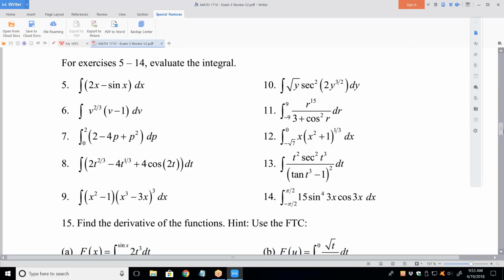All right, these are fairly straightforward. We can go through these quickly. Give me the first one.